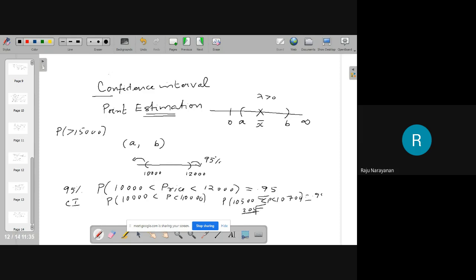Whenever the length of the interval is smaller and smaller, then the information I am getting is more dependable. I need not carry more money with me. With 10,500 to 10,700, if I carry 12,000 rupees, I can buy that mobile and come back. They are called shortest confidence interval.